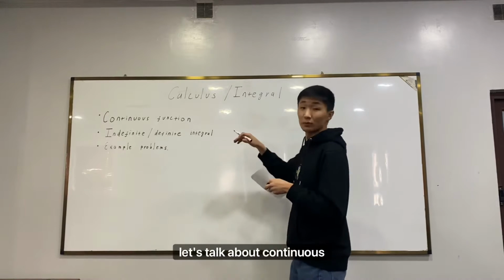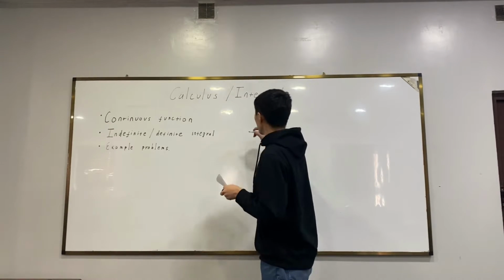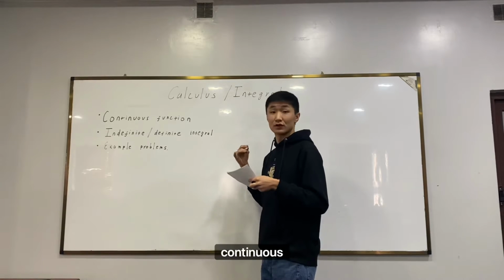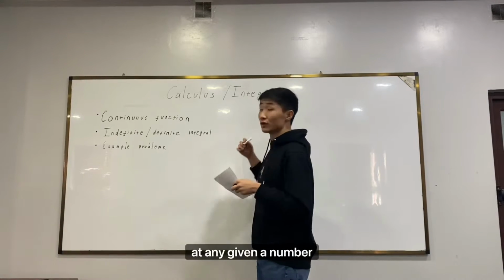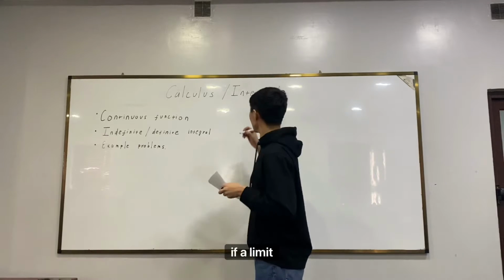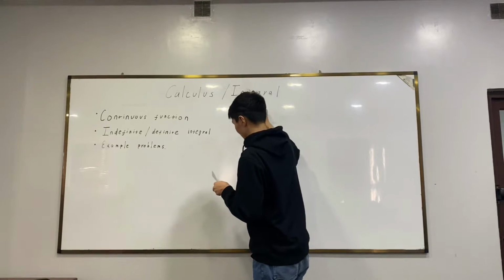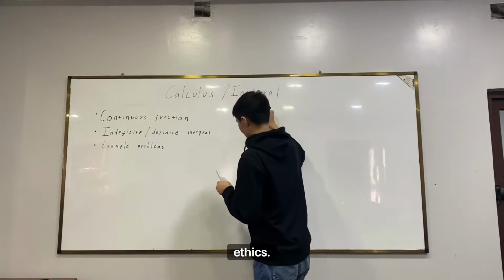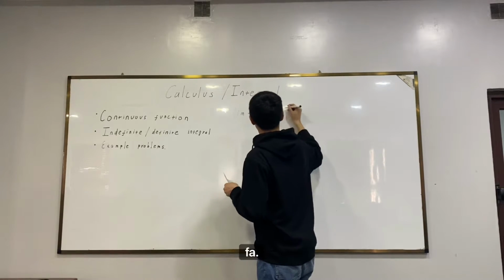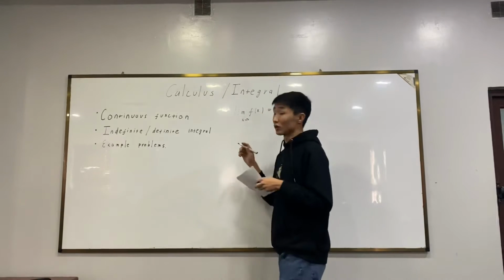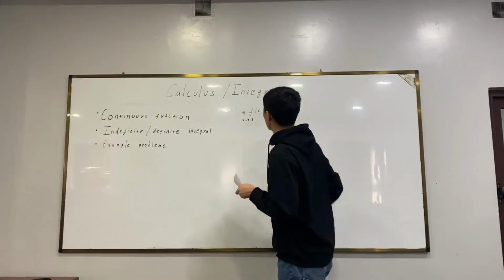First of all, let's talk about continuous functions. So what is a continuous function? A function f is continuous at any given number a if the limit of f(x) equals f(a) as x approaches a.